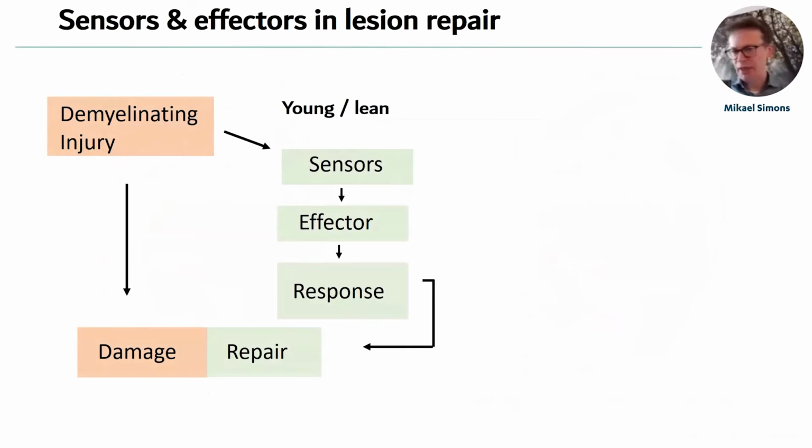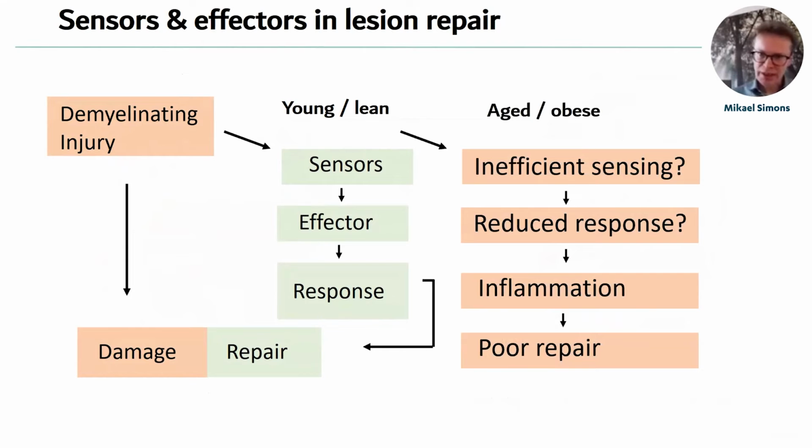Now, I told you that there must be a system that senses the damage and then translates this information to an effector program that initiates a repair program. So it's possible that in aged or obese mice, there would be inefficient sensing. This could lead to reduced responses and effector programs. There could also be a primary problem of the response program.